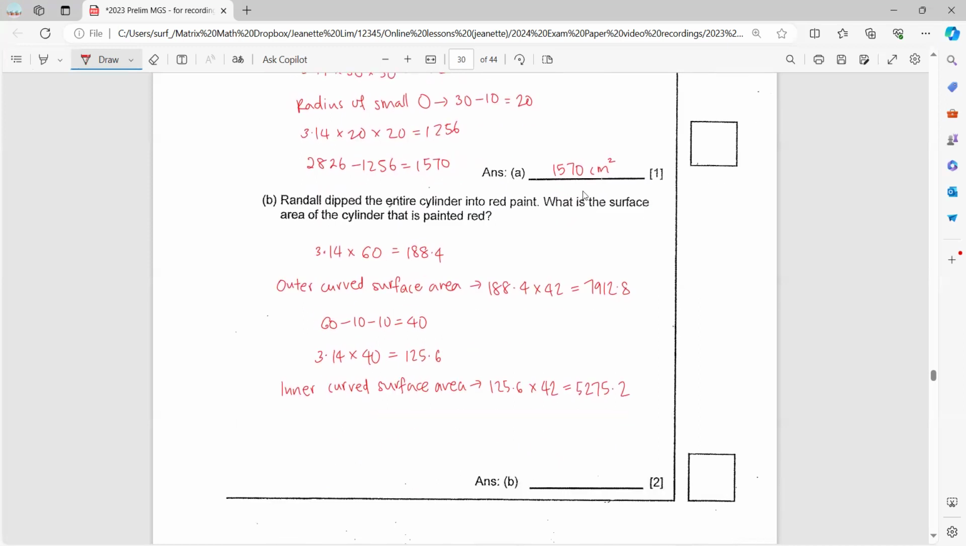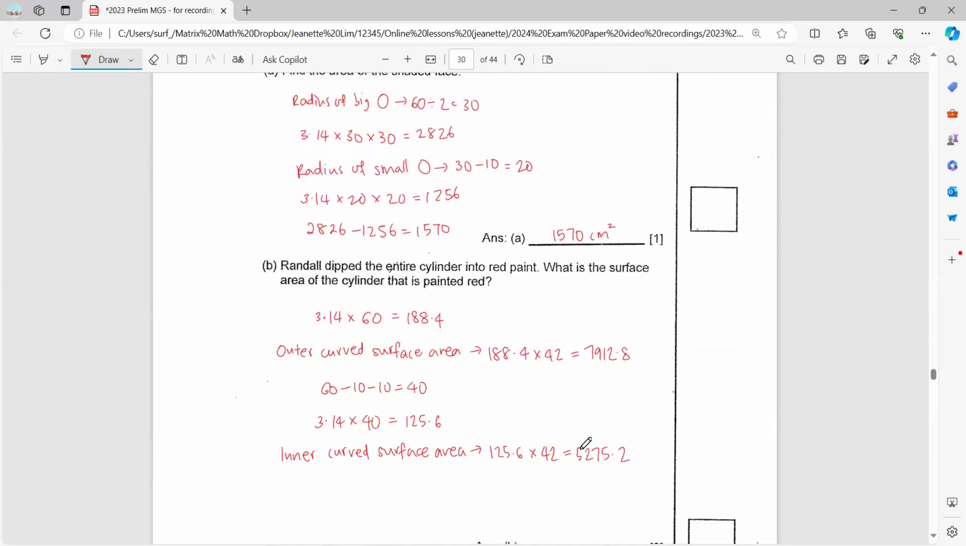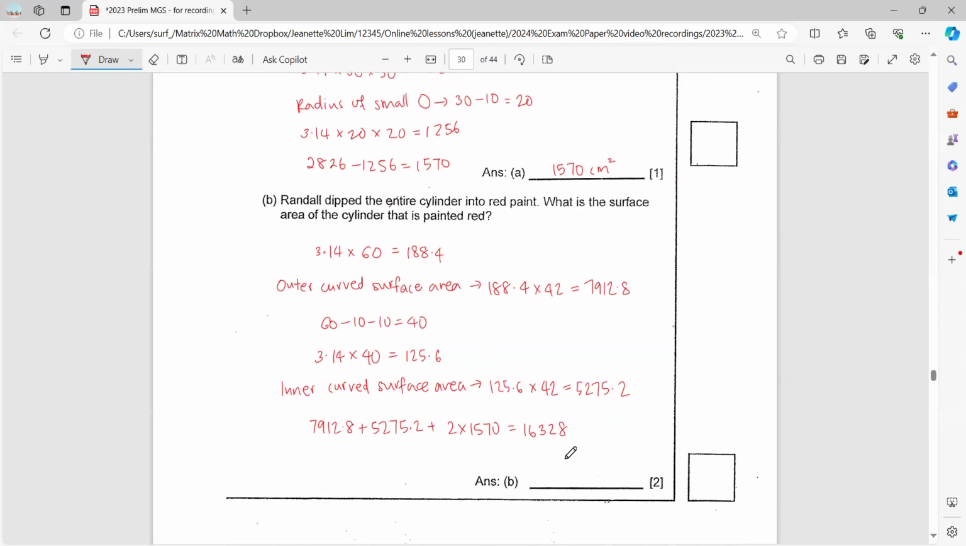Now we add them up. Inner curved surface area, outer curved surface area, plus 2 times the yellow one, which is 1570. So inner, outer, plus 2 times 1570. This will give us 16328. That's the total surface area, in square cm.